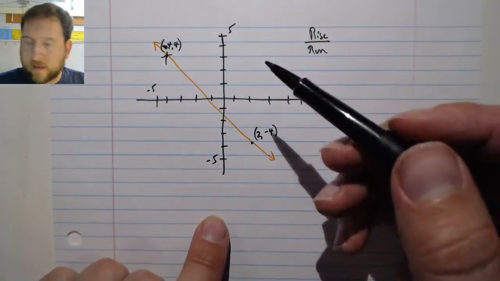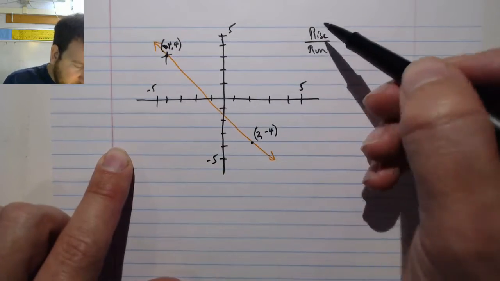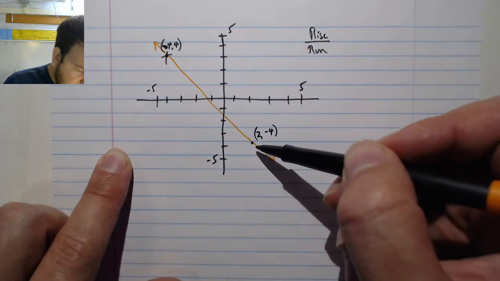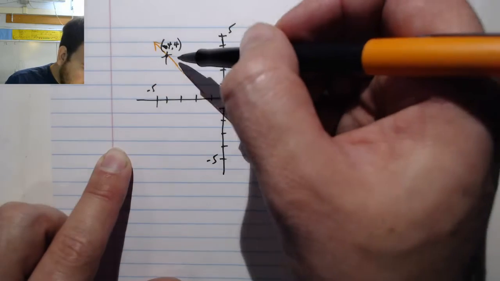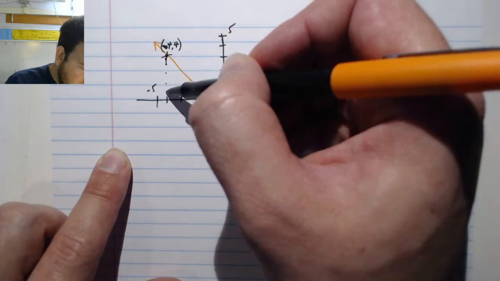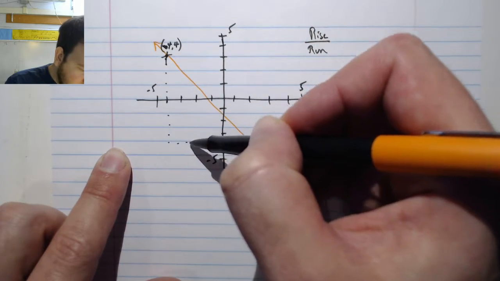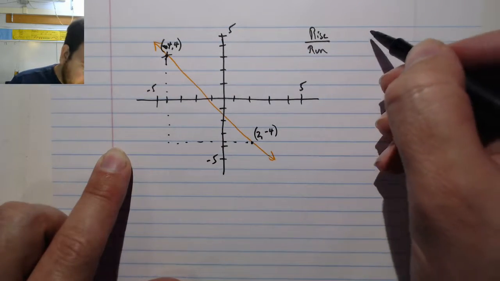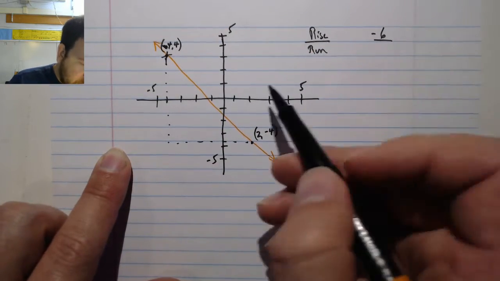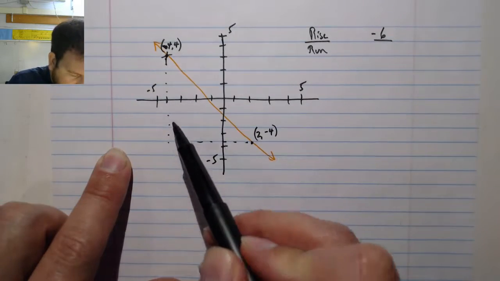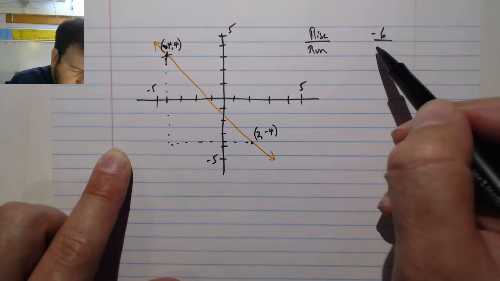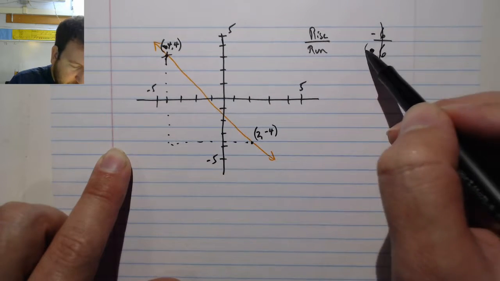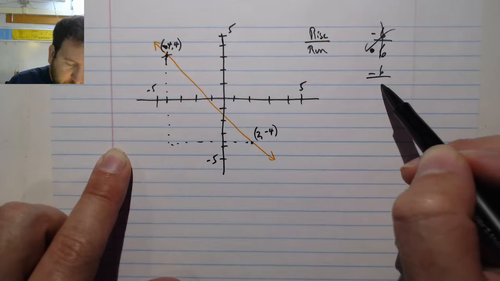Oh, man, my line is getting messy now. That's okay. Rise. So we're up 4, 1, 2, 3, 4. And then we went down 2. So the total distance here, if I were to draw a big dotted line, is I went down 6. So my rise would be -6. How far did I go this way? Okay, so I started at -4 and I ended up at 2. So again, I would be at 6. Let me write this again. I would be at -6 over 6.